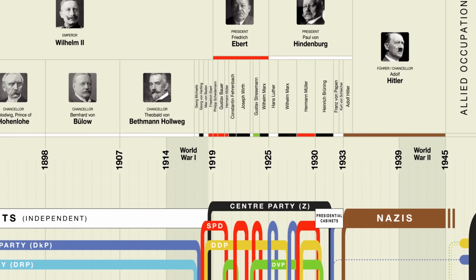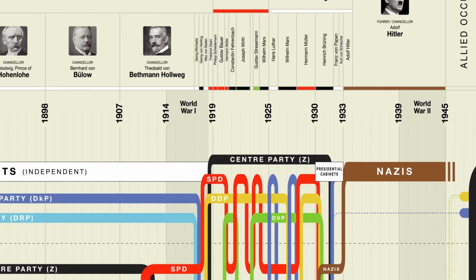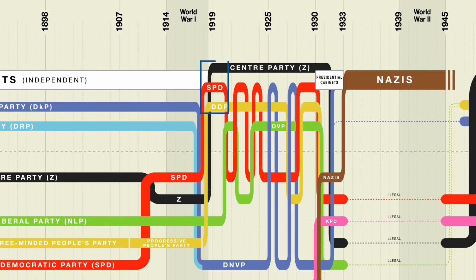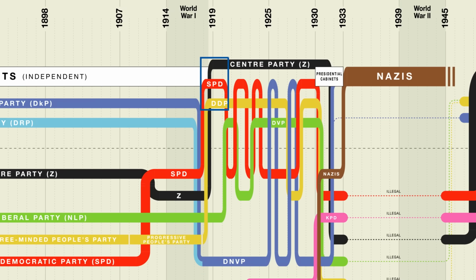However, the SPD did not have enough seats to form a majority, and therefore they had to form a government with the help of the Center Party and the DDP, which actually worked well because it was these three parties who were the most dedicated to the idea of creating a new parliamentary republic.